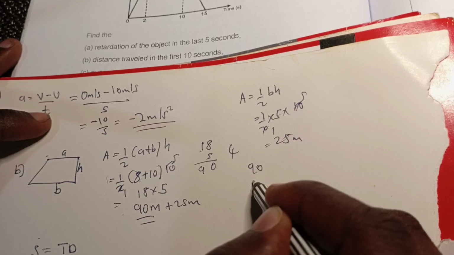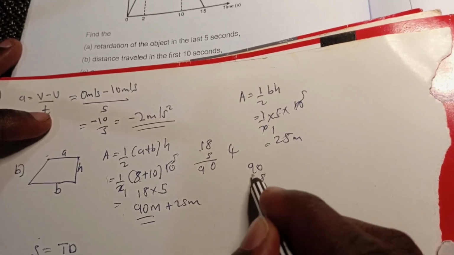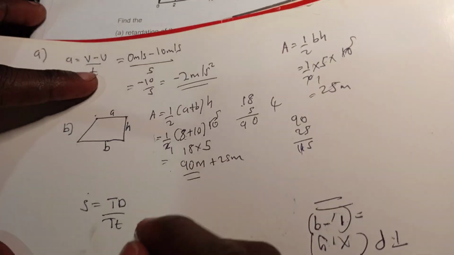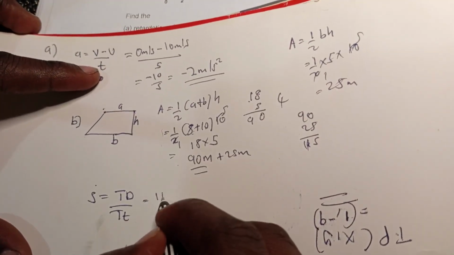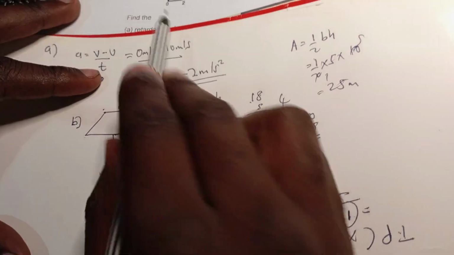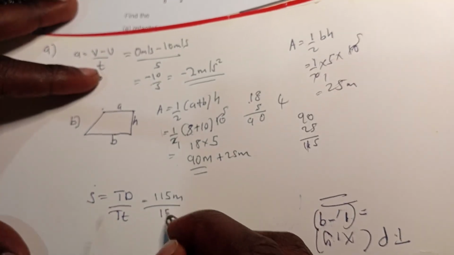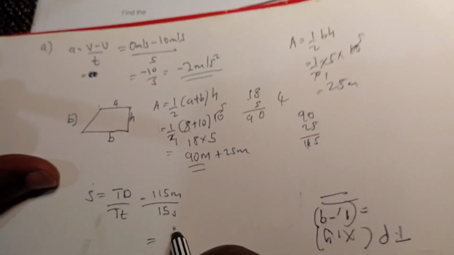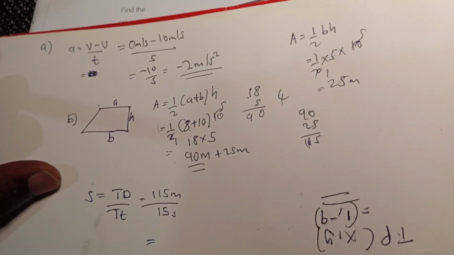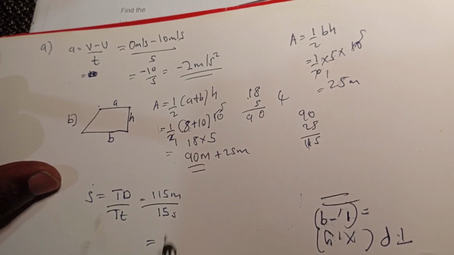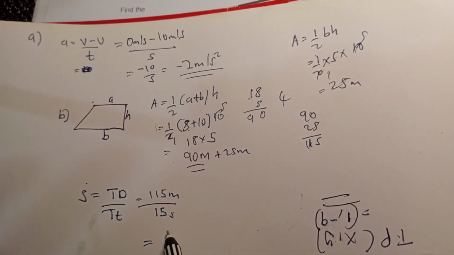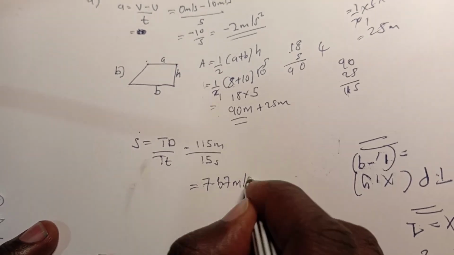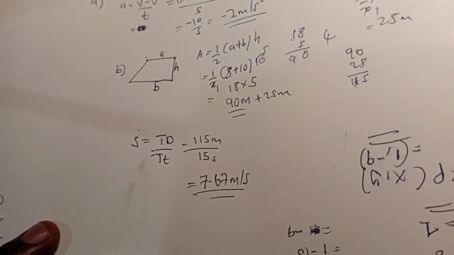So to find the total distance now, you add the one we found here, 25 meters. What do we get? 90 plus 25 is 115. So the total distance was 115 meters. The total time from here to here is 15 seconds. Then what do we get now? 115 divided by 15, it's 7.67 meters per second, and that's the speed.